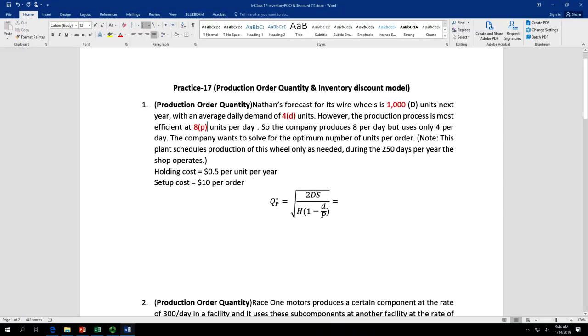This is a company that produces 8 per day but uses only 4 per day. The company wants to solve for the optimum number of units per order. Given that the holding cost is 0.5 and the setup cost is 10, we are also told that the company has 250 days per year.